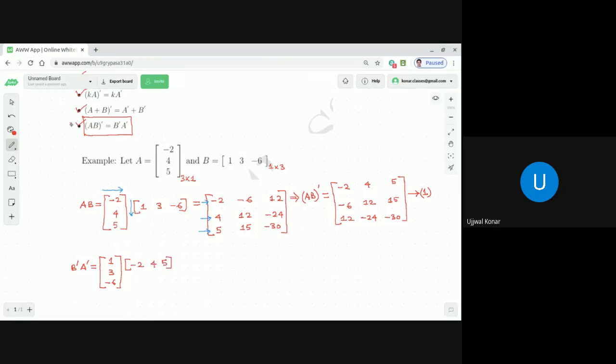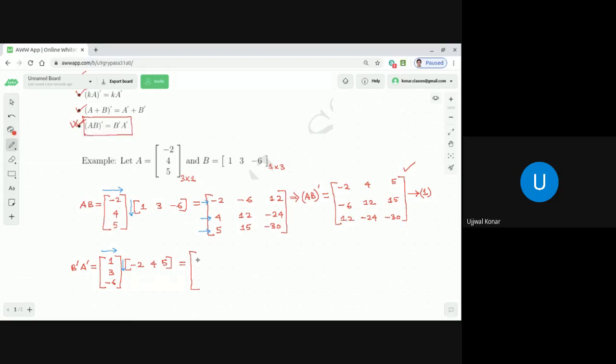Now, according to this rule, if we multiply the two matrices B transpose into A transpose, we should get (AB) transpose, what you see here. Let's find it out. So how to get this? As we learned about matrix multiplication, let me repeat once more: for the matrix B transpose we go row-wise and for the matrix A transpose column-wise. So when we multiply row-wise and column-wise, it becomes something like that.